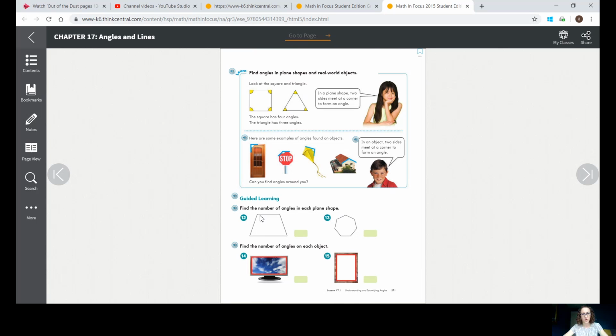Okay, let's practice a little bit more. Guided learning, it continues. Find the number of angles in each plane shape. Go ahead and pause me while you count the number of angles. All right, well, here we go. There's 4 angles. 1, 2, 3, 4. This one has 7. 1, 2, 3, 4, 5, 6, 7. This one has 4. And this one has 4.